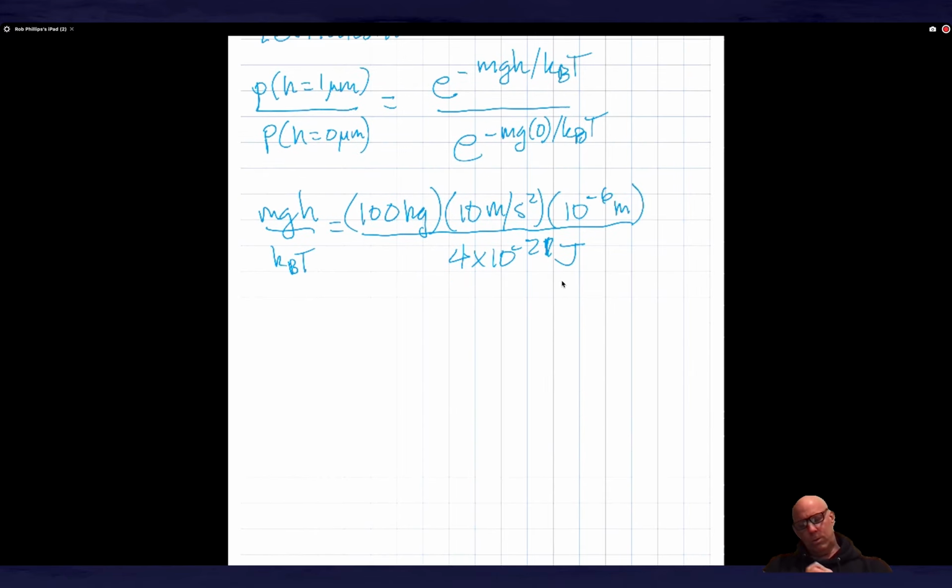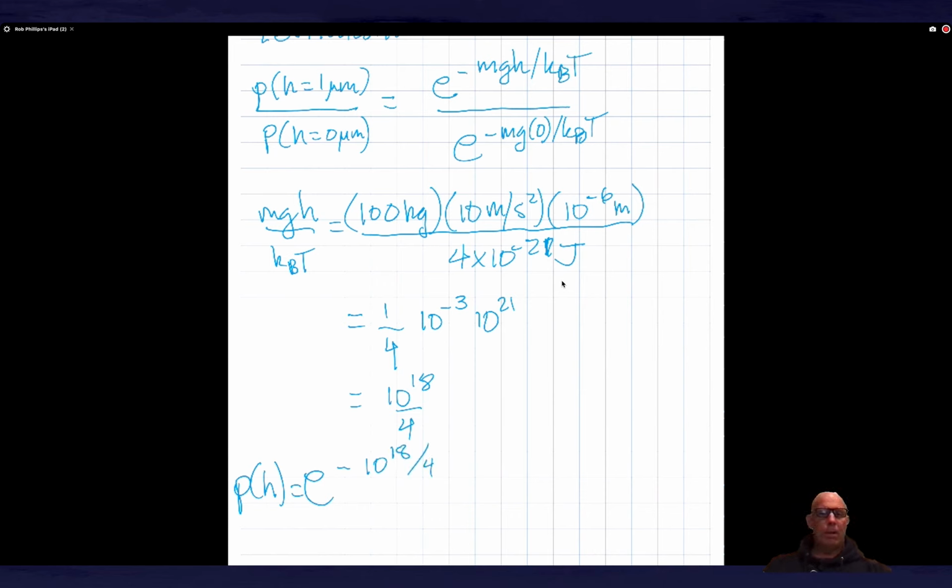The numerator has units of joules as well, so this thing is dimensionless. What I find is that I have 1/4, and then I have 1,000 upstairs, 10 to the 3 times 10 to the minus 6. That gives me 10 to the minus 3, and then a 10 to the 21. So this gives me 10 to the 18th divided by 4. And so the probability of me levitating to a height h is given by e to the minus 10 to the 18th over 4. In other words, I'm not going to levitate.